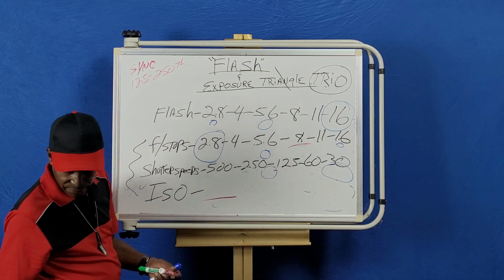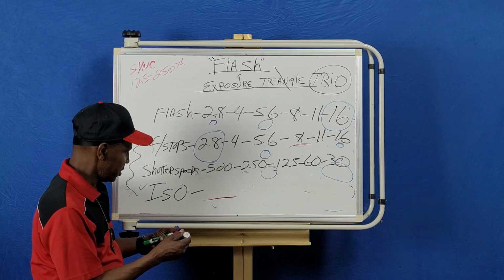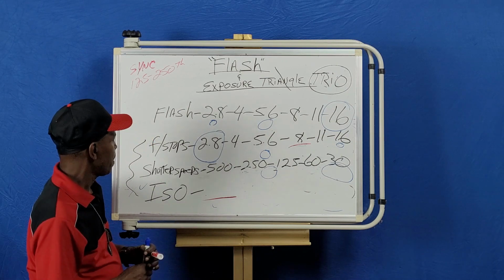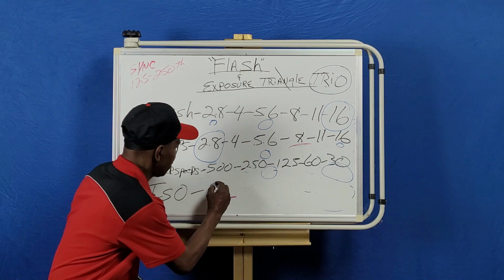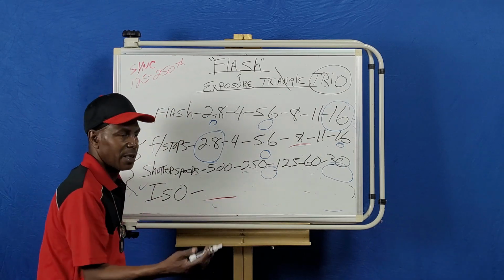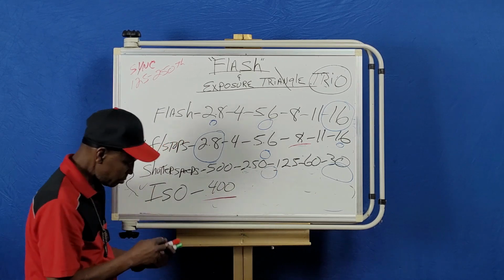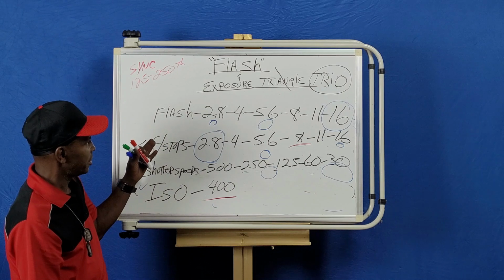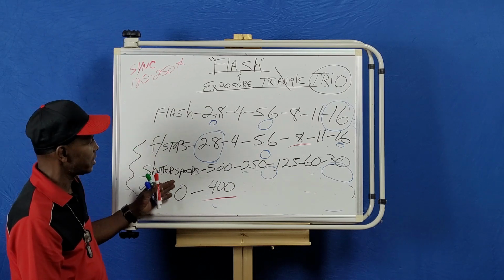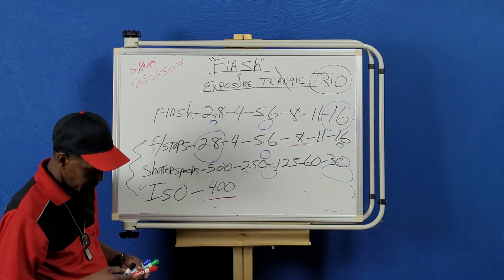man, can you use a different ISO? Sure, why not? So let's say our ISO is now, it's getting later, 400. Well, that doesn't change anything. It's still the exposure trio. They still work the same. You've just incorporated a flash.